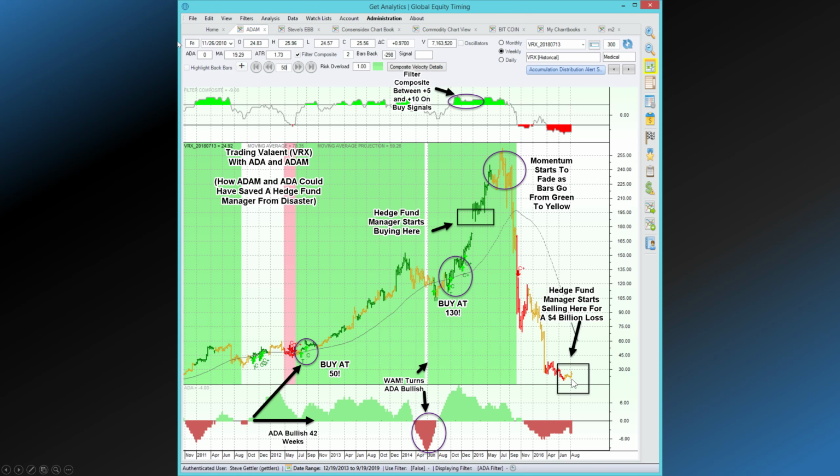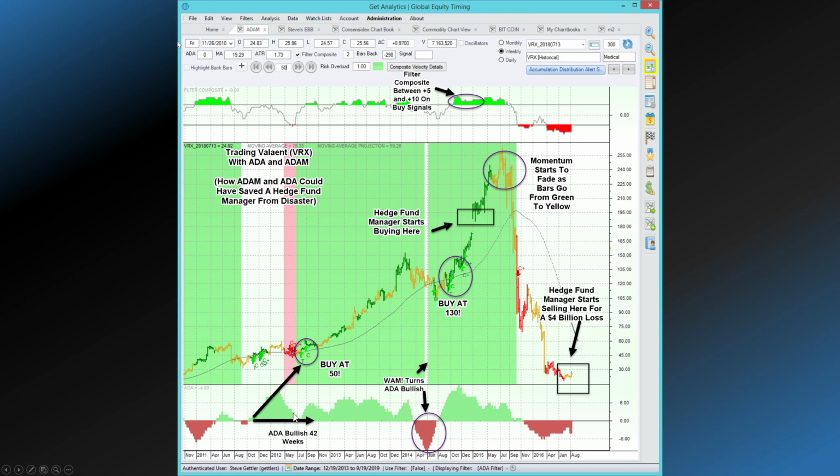Okay, how would global equity timing have handled this entire chart? Let's start over here on the left-hand side. What we're showing is the accumulation distribution alert oscillator. And you can see that in this zone right here, we had buy signals. But what was important about these buy signals was the context in which those buy signals were occurring.